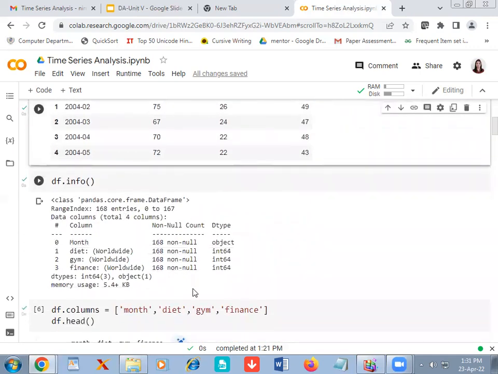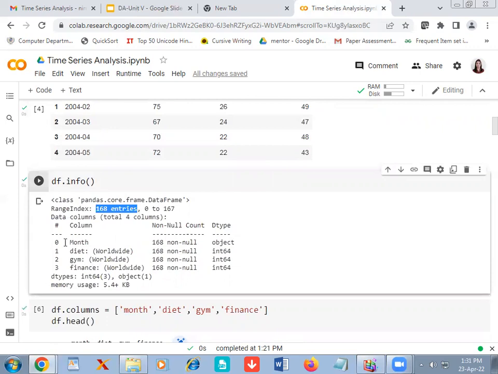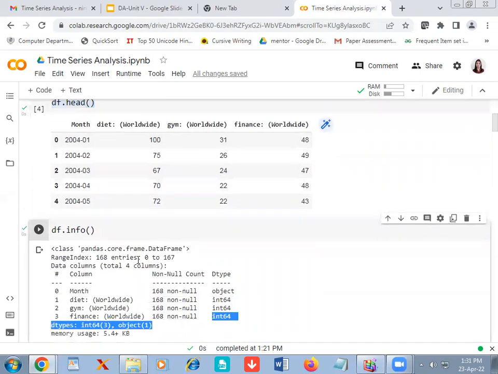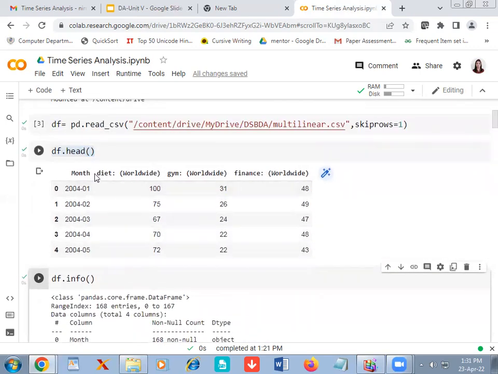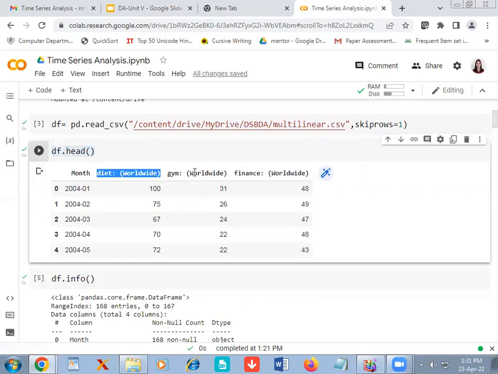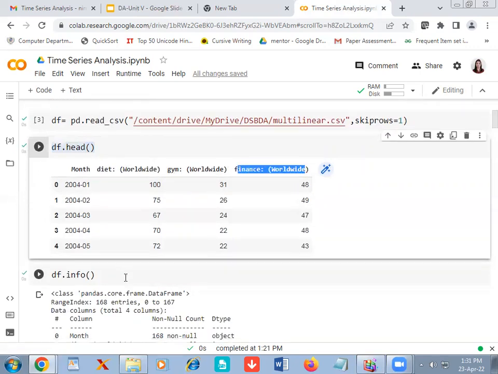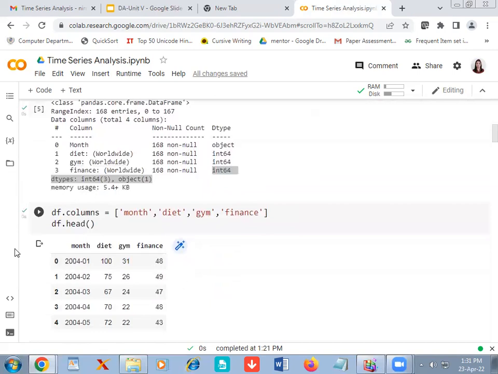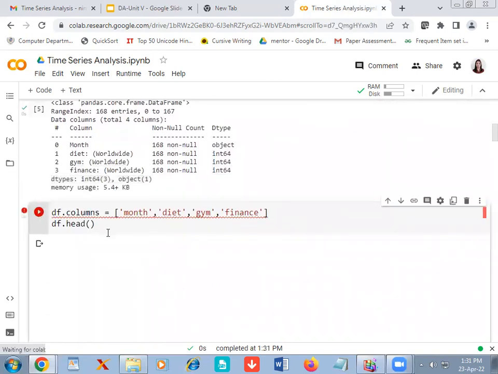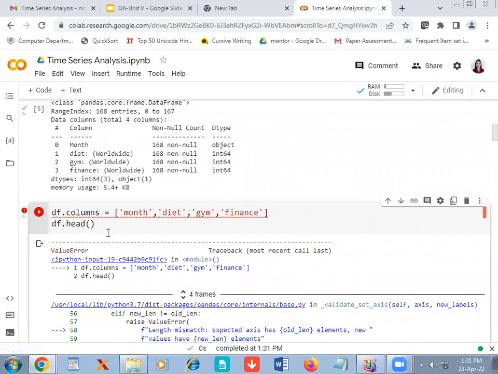So the very first step is I'm going to analyze the data. To analyze the data, first thing is how many columns I have, how many rows I have. I have 168 entries, and the type of this particular column, month, is object, diet is integer, gym is integer. Now, very first thing is, instead of these fancy column names, I'm going to rename my columns. For renaming the columns, I have df.columns. So my names will be changed over here.